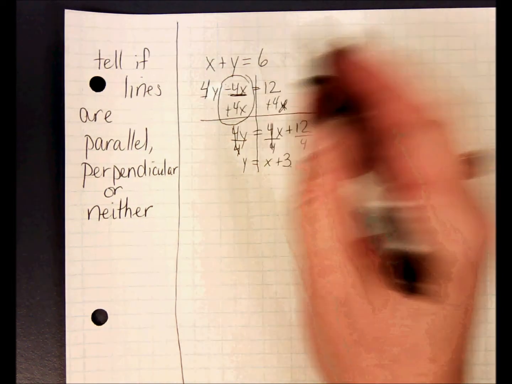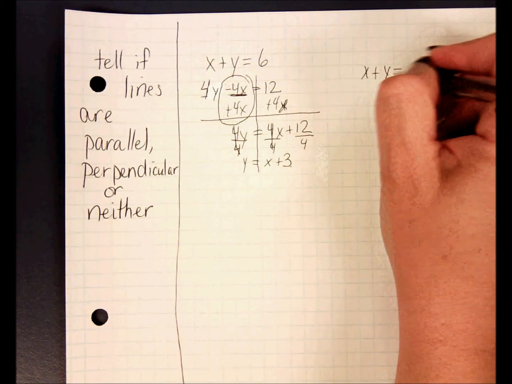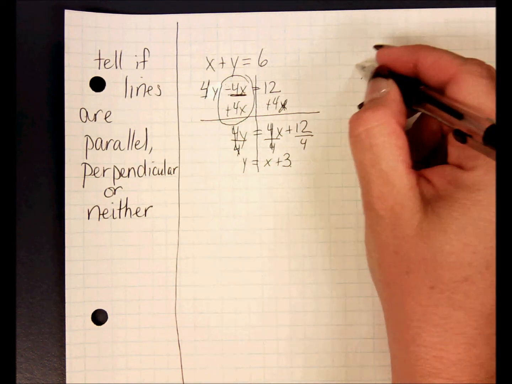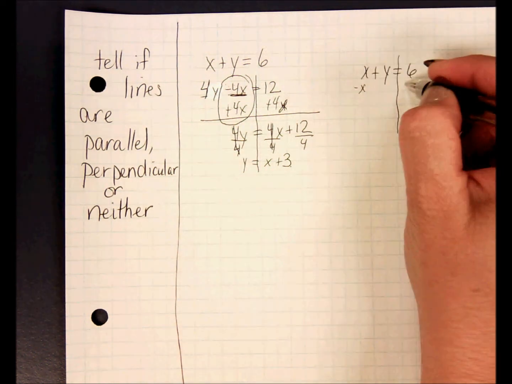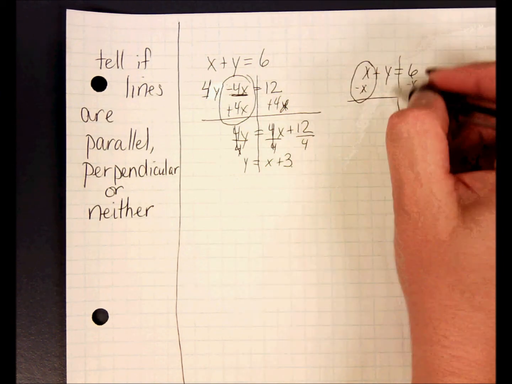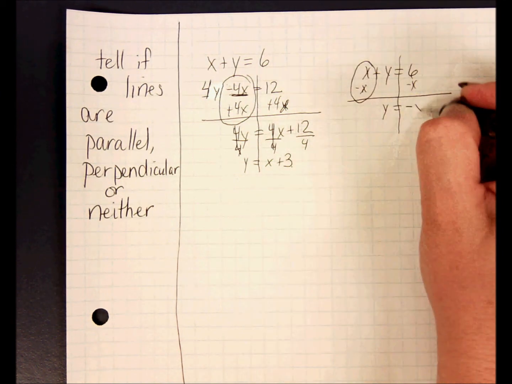So now I'm going to take the other equation, x plus y equals 6. Okay. I'm going to get the y by itself. It's a positive x. If I subtract the x, it will go away. X minus x does go away. Positive y. And we like the x first.